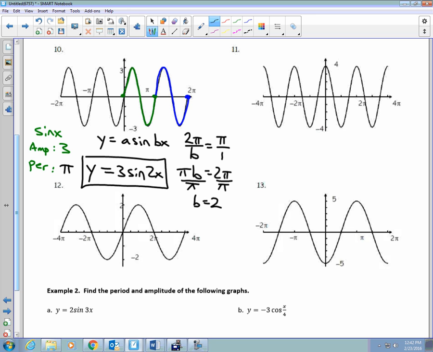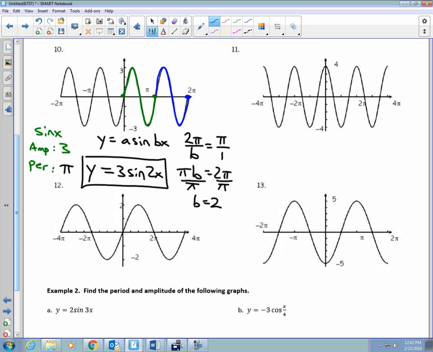I want you to see a quick way to generate these as well. The number that goes in front of x is the same as the number of cycles it completes between 0 and 2 pi. Okay? So how many did it complete? Okay, works out pretty well.